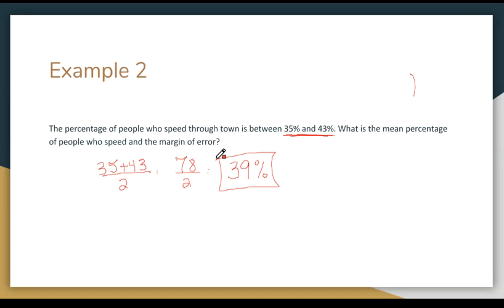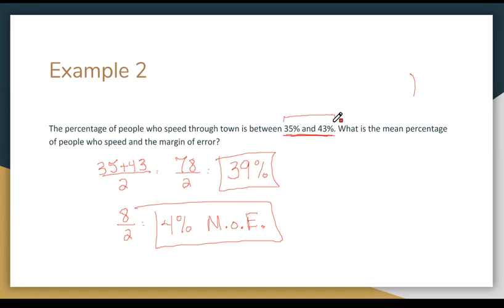The margin of error, we have a range of 8. So if we divide that by 2, we have a 4% margin of error. I'm going to abbreviate that MOE. So if they give you the low percent and the high percent, then you find the percent right in the middle. That's the actual percentage. And then the margin of error, take your range divided by 2. Yes, the 8 was a range, 43 minus the 35.